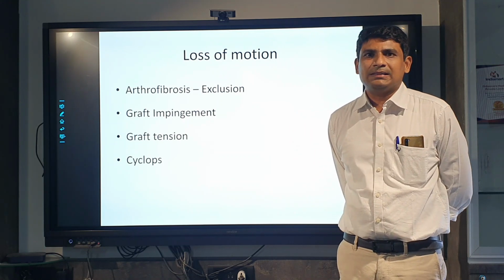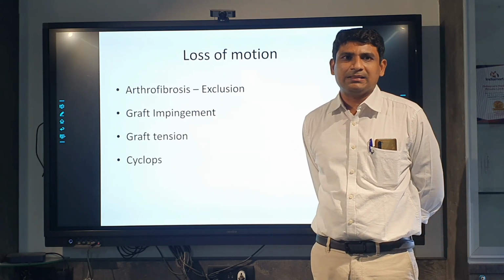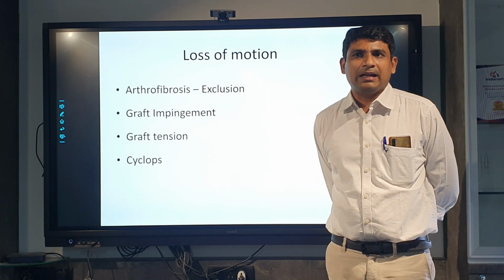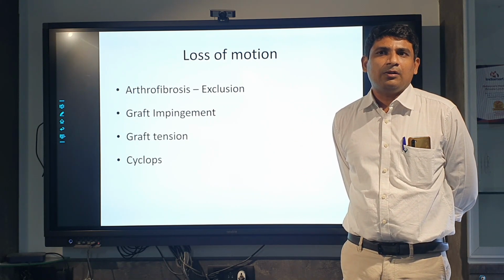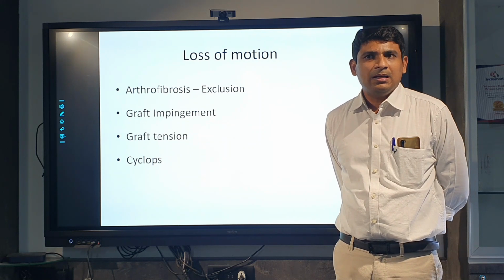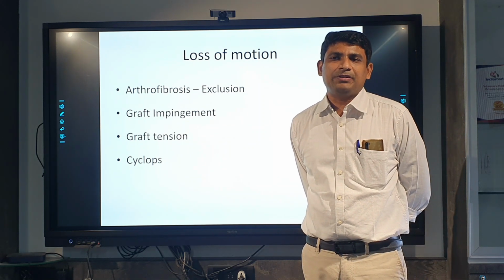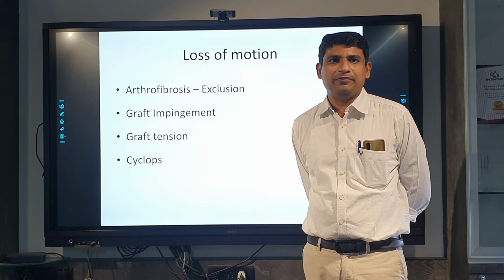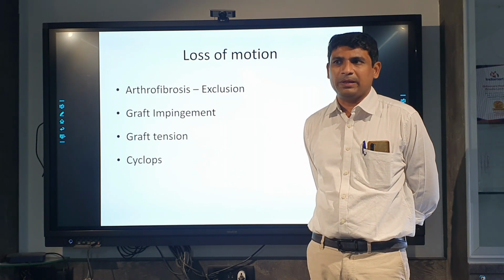And the other complication related to delaying ACL reconstruction is that it can lead to a meniscal injury, or where there is a repairable meniscal injury, it can become a more complex tear, which is more technically difficult, or can even be an irreparable tear.